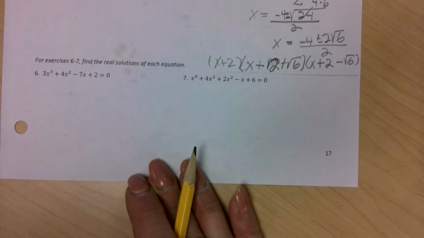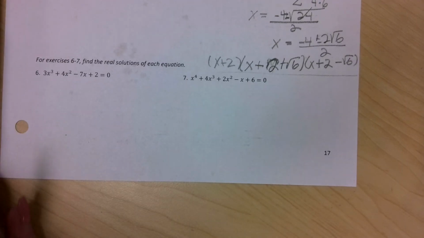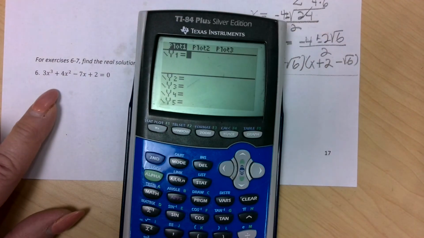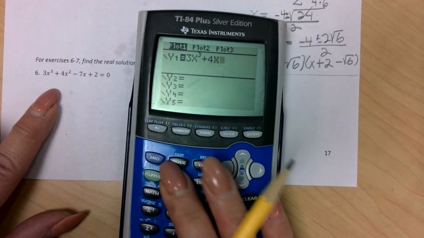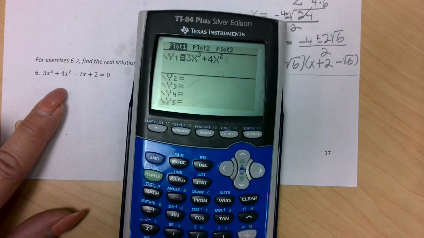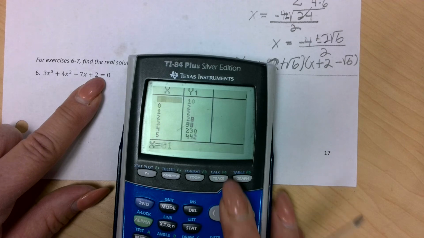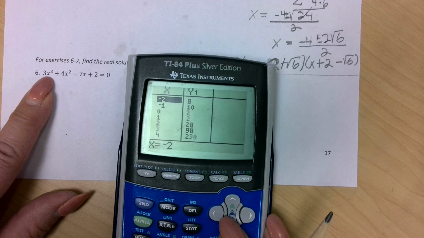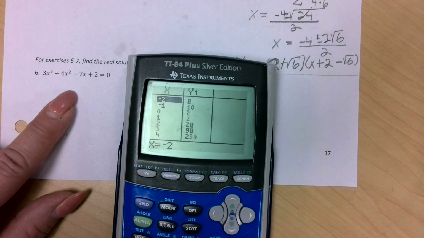For exercises 6 and 7, we just want to find the real solutions. So again, I'm going to go back to my calculator, clear out my equation, type in 3x to the third plus 4x squared minus 7x plus 2. I go to my table and I'm looking for factors of 2. So 2 and negative 2 are not. But then I also have a 3 here.